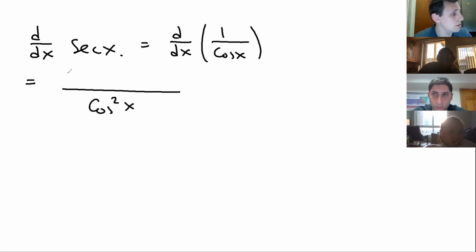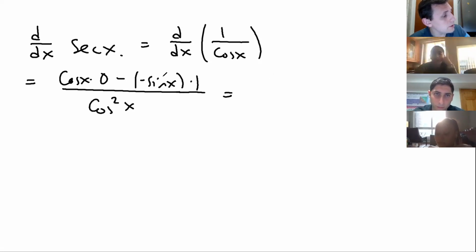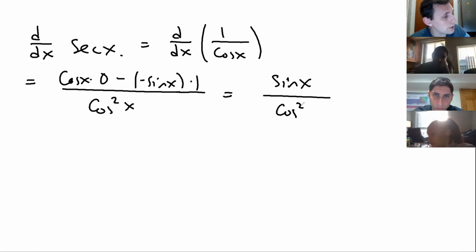So cosine squared x, we have here cosine x multiplied by derivative of 1, which is 0, minus derivative of cosine, which is minus sine x multiplied by 1. Good? Everybody understood what I did here, right? I just applied quotient rule. And the way to remember quotient rule is you take the denominator squared, copy the denominator, multiply by derivative of numerator, subtract, and reverse. So what we have here is simply sine x over cosine squared x.